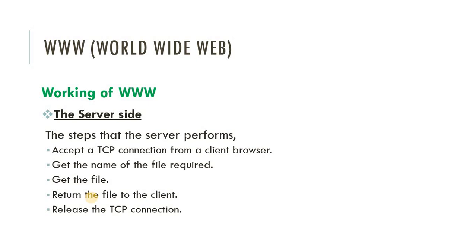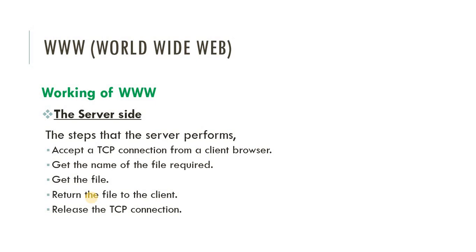Next is the server side. These are the steps that the server performs after it gets the request. First, the client initiates a connection, so the server accepts that connection. Now it gets the name of the file required, gets the file, returns the file to the client, and releases the TCP connection. So these are the steps followed on the server side. So that is how WWW works on the server side.